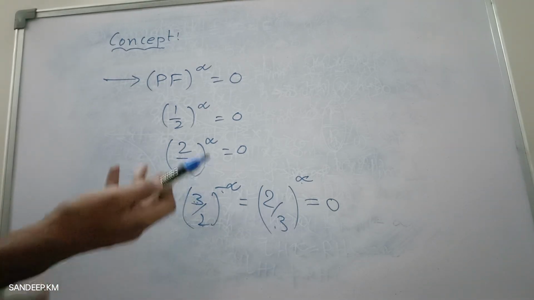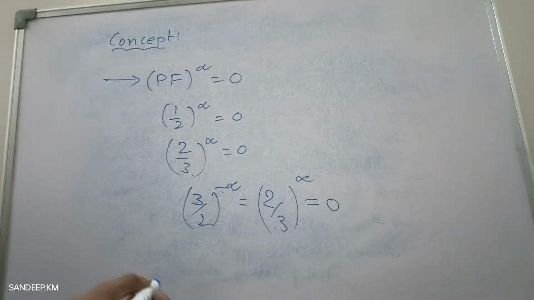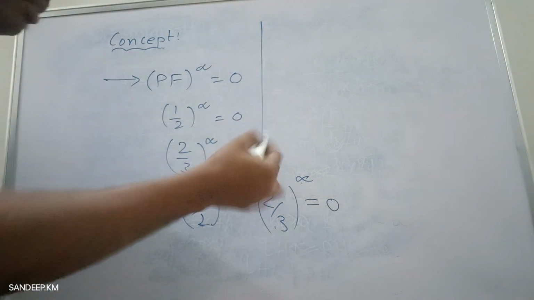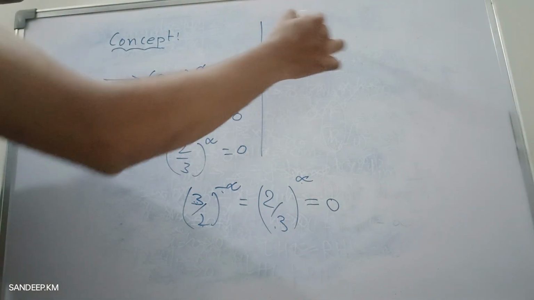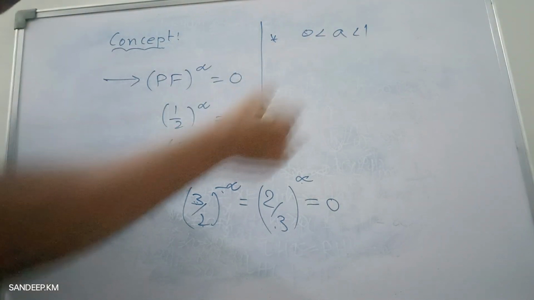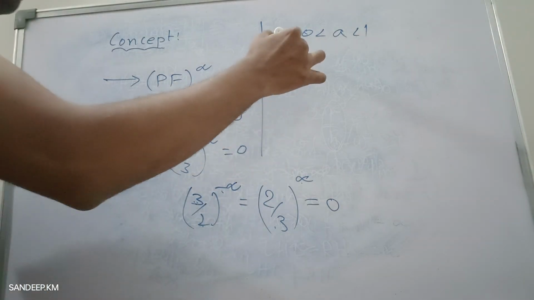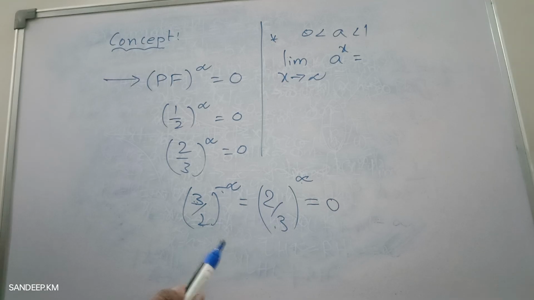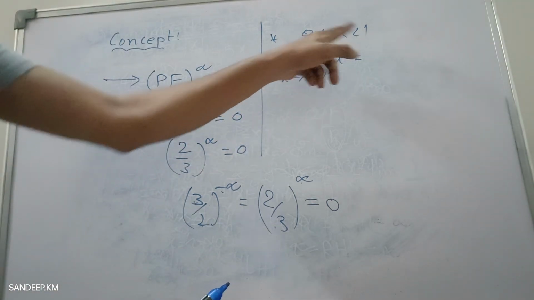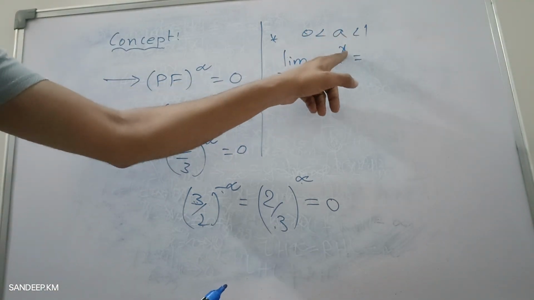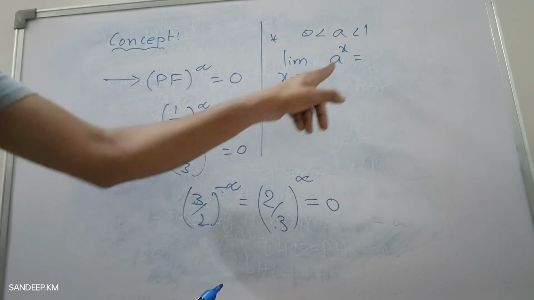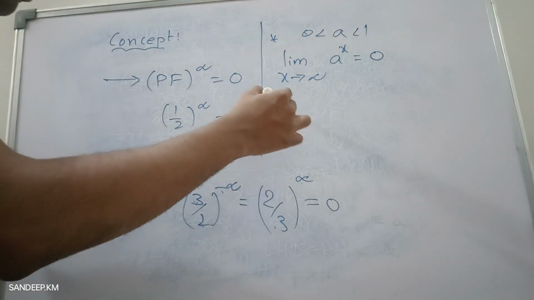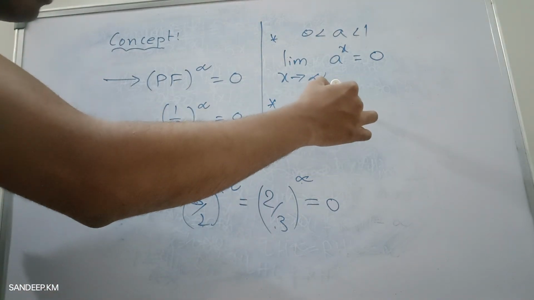Why, actually, you can draw the graph of a power x and you can check it once. Now where the base a is between 0 and 1, what I'm trying to say is, if a is between 0 and 1, then a is a proper fraction, correct or not? Then limit x approaches infinity, a power x is equal to. Once again, a is between 0 and 1. So a is a proper fraction power and x is approaching infinity. So proper fraction power infinity will be equal to what? 0.